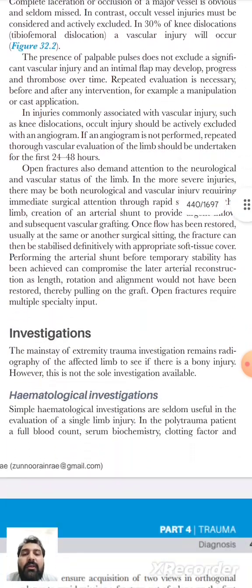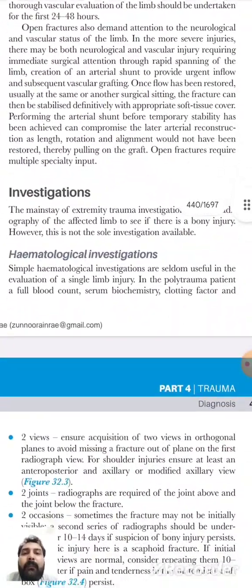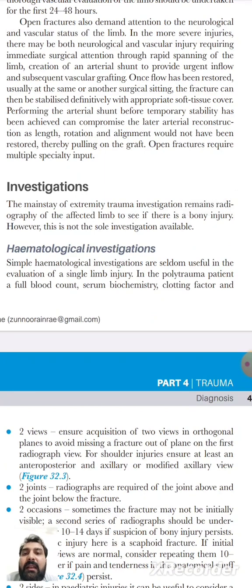Open fractures also demand attention to the neurological and vascular status of the limb. In the more severe injuries, there may be both neurological and vascular injuries requiring immediate surgical attention through rapid spanning of the limb, creation of an arterial shunt to provide urgent inflow, and subsequent vascular grafting. Once flow has been restored, usually at the same or another surgical setting, the fracture can then be stabilized definitively and appropriate soft tissue cover provided.